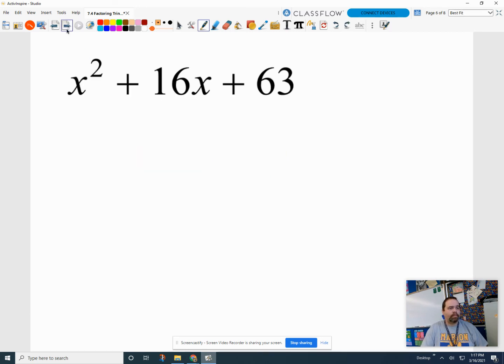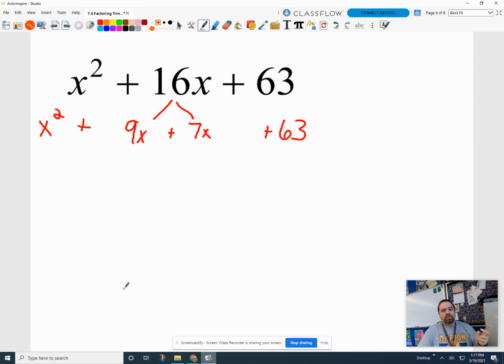All right, last one. Two numbers that add to 16 but multiply to 63. So you can't just pick anything that adds to 16. 8 plus 8, right? 8 plus 8 doesn't multiply to 63. So you need to focus on the 63 and come up with numbers that multiply to 63 and then check to find the pair that adds to 16. So I'm looking for numbers that multiply to 63. If you need to, make a list. Come up with numbers that multiply to 63. I know that 9 and 7 are going to work for me.